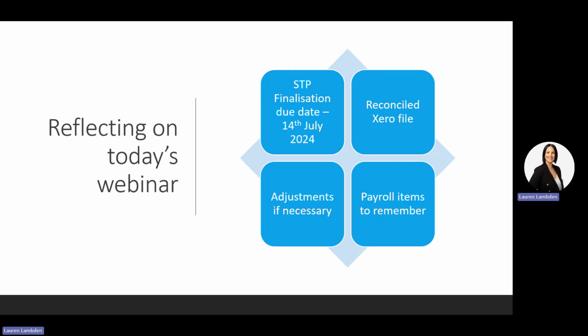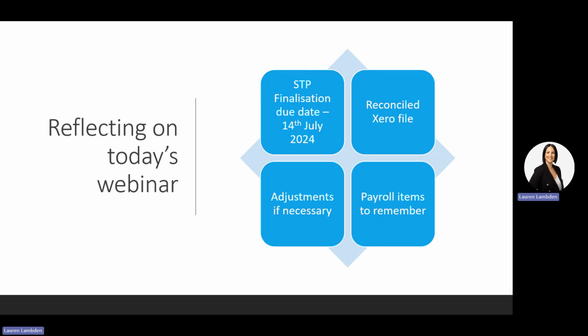Filing your STP after each pay event, something really important to continue to remember to do. We also wanted to touch on, now that it's the perfect time, to submit your work cover rateable remuneration figures and complete your estimate for the next financial year. So at the end of every year, you need to let your WorkSafe agent know what your actual annual rateable remuneration was. This is what helps calculate your work cover premium.